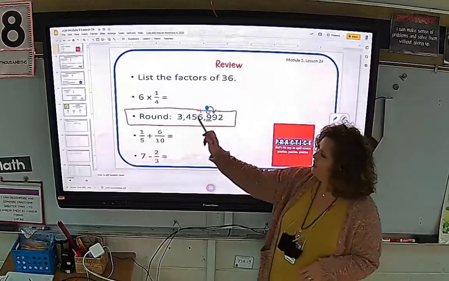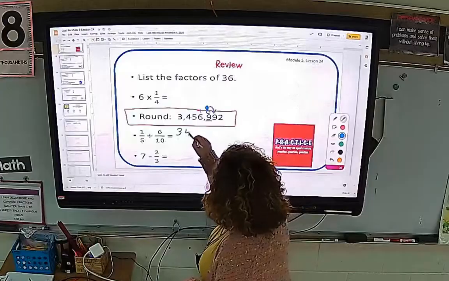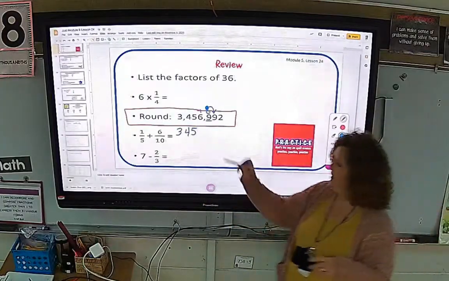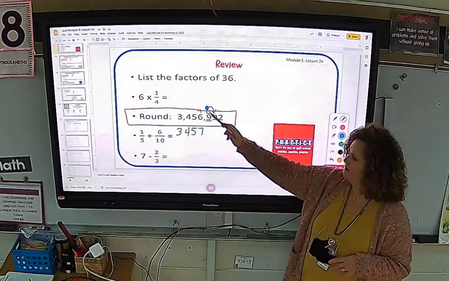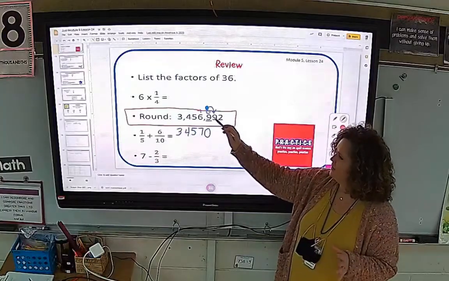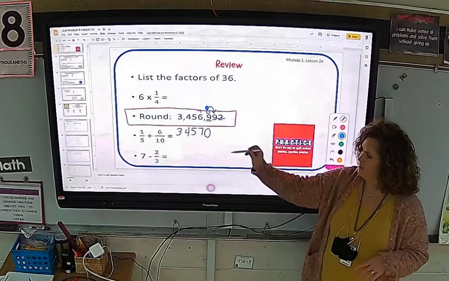Okay, so now we know we're going to keep the 3, the 4, and the 5, but that 6 has got to go up to a 7. That 9 becomes a what? A 0. And we've always known from the arrow over becomes a 0. So each of those numbers will become a 0.